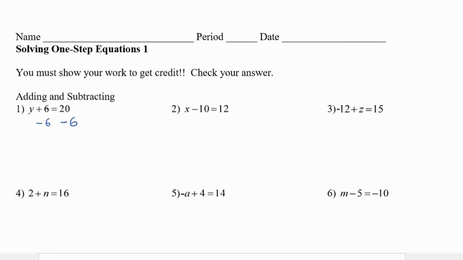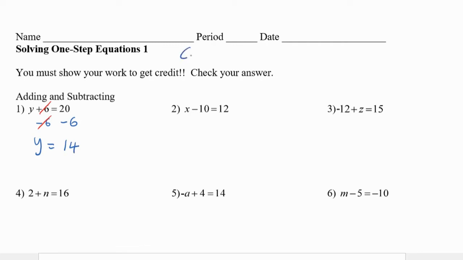So plus 6 and minus 6, they're opposite, they're inverse operations. They cancel out. Y will be isolated, and I have 20 minus 6. Then 20 minus 6 is 14. So this is the answer. So I want you to write it down.